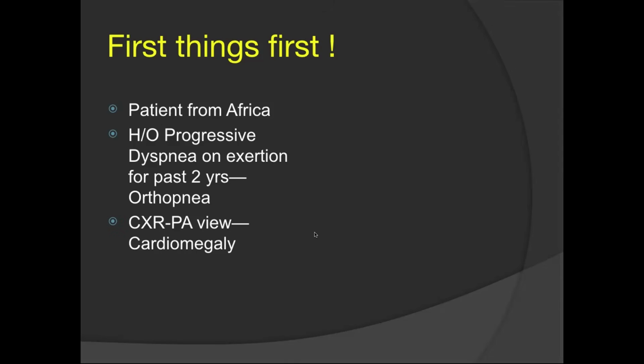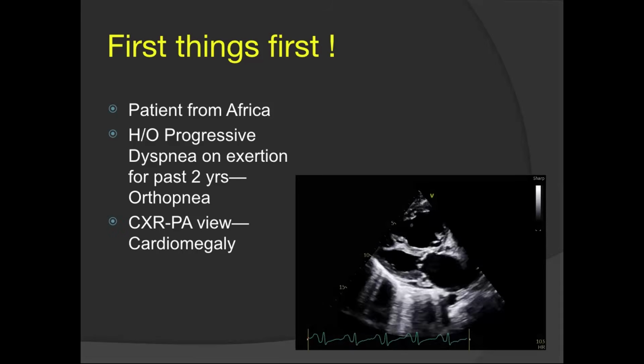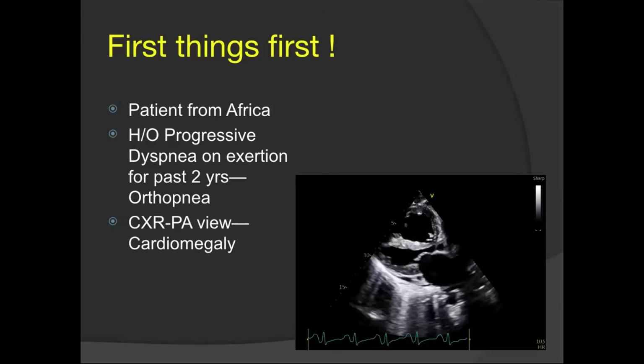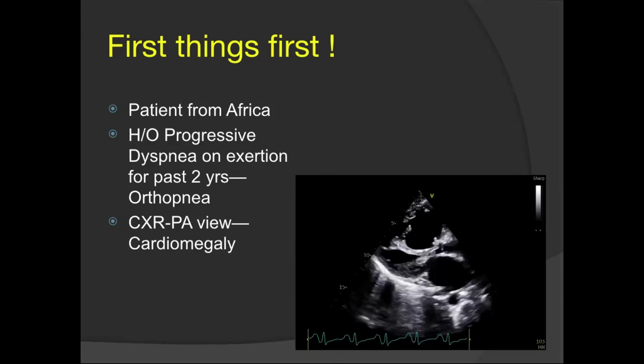So this was a patient from Africa, who came to us with a history of progressive dyspnea on exertion for the past 2 years, now leading to orthopnea. Chest X-ray in her country had just told her that her heart is enlarged and she should see a heart center and get further treatment done. So this was the first echo image we look at, the conventional first view, parasternal long axis view.